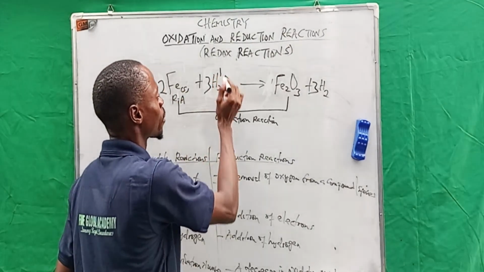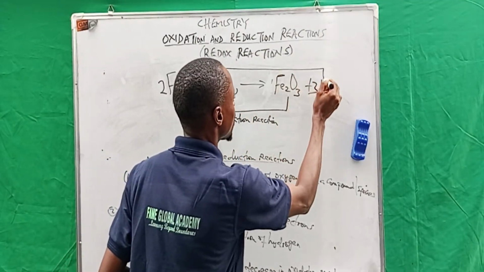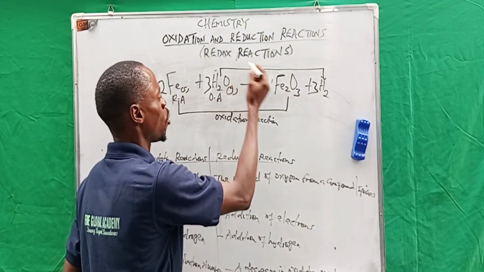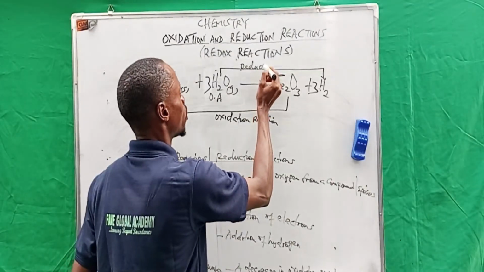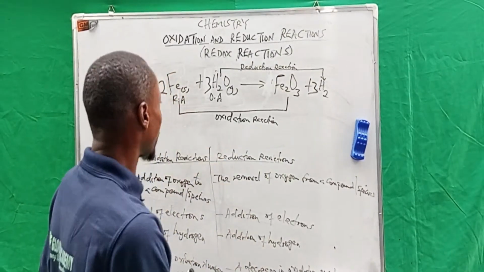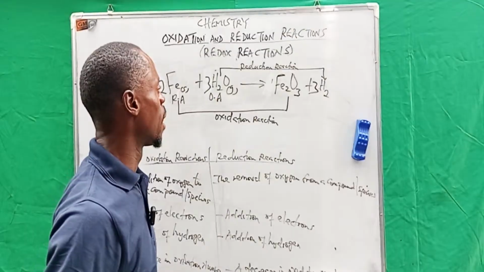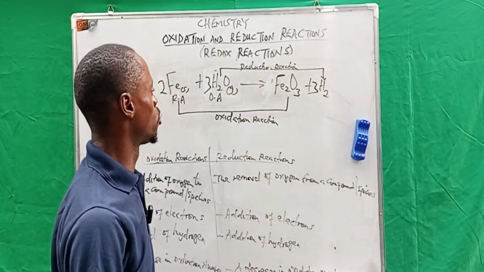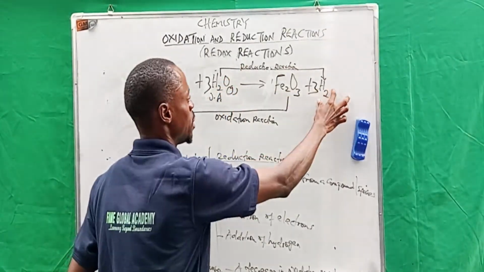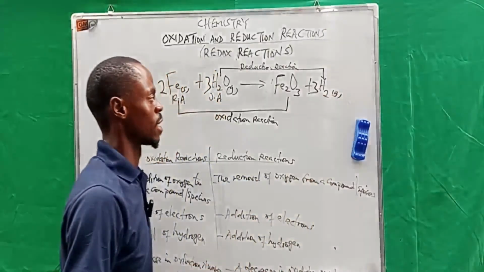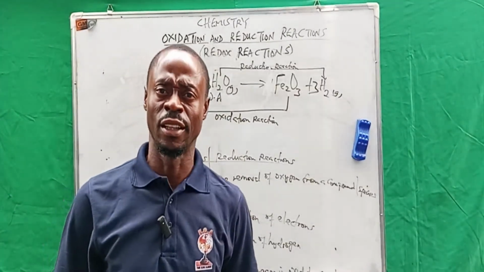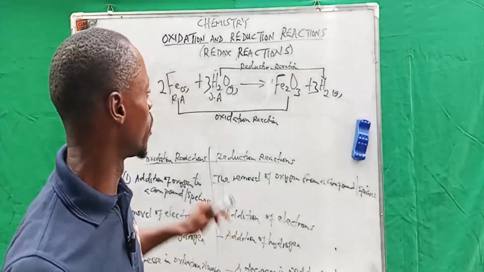Water in form of steam giving us hydrogen gas is the oxidizing agent. An oxidizing agent is the one that causes or brings about reduction reaction. How did we identify that water in form of steam has been reduced? Look at it critically. There was loss of oxygen from water to form hydrogen gas. So this is how you identify an oxidizing agent as well as a reducing agent in a redox reaction.